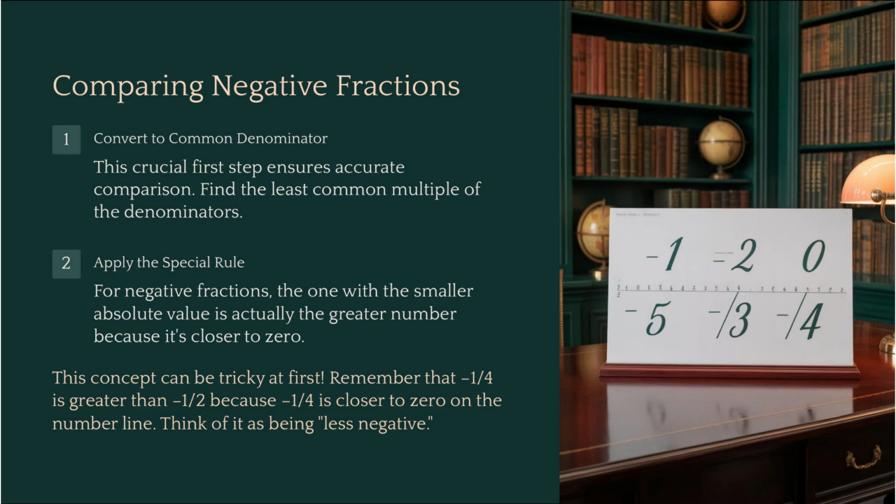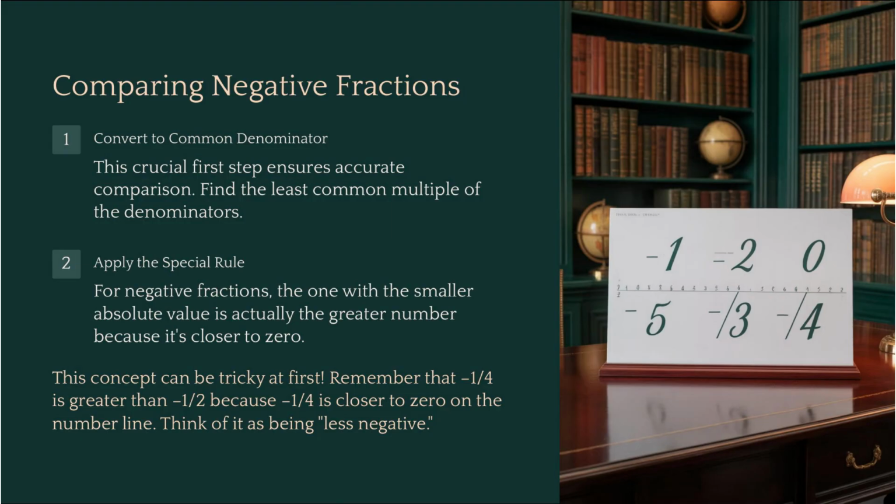Comparing negative fractions is trickier, but the common denominator method still works. The key is remembering the number line rule. When they are both negative, the one closer to 0 is the greater number. Once you find the common denominator, just remember that the number with the smaller negative numerator will be closer to 0.